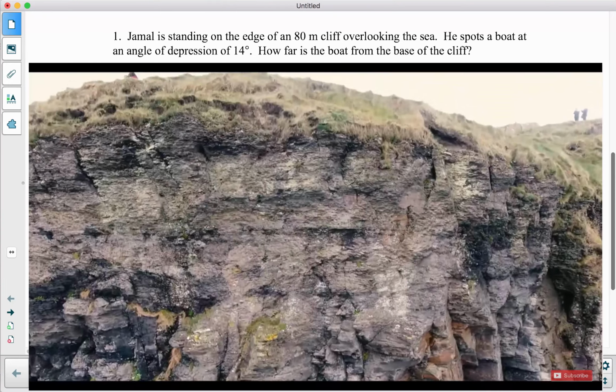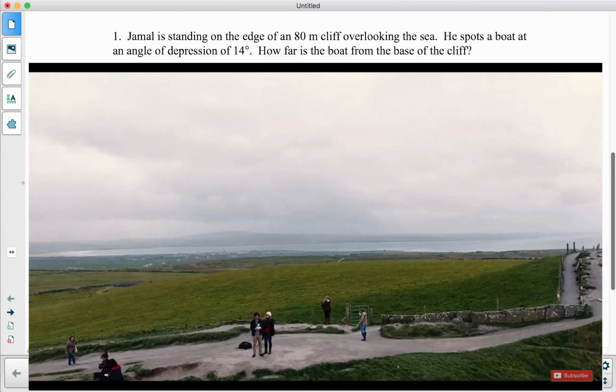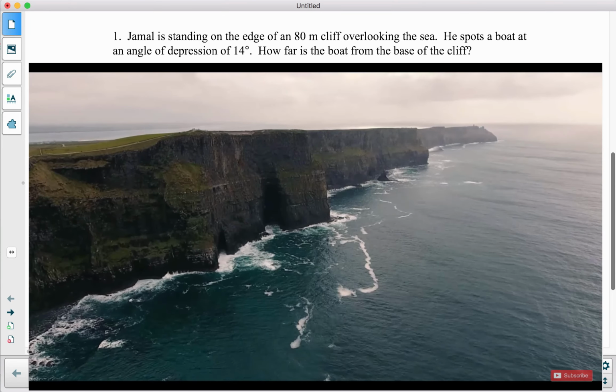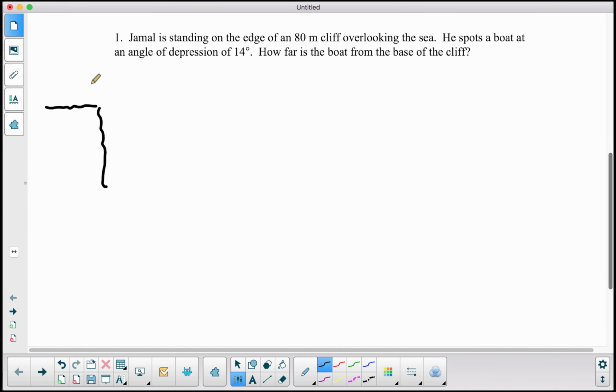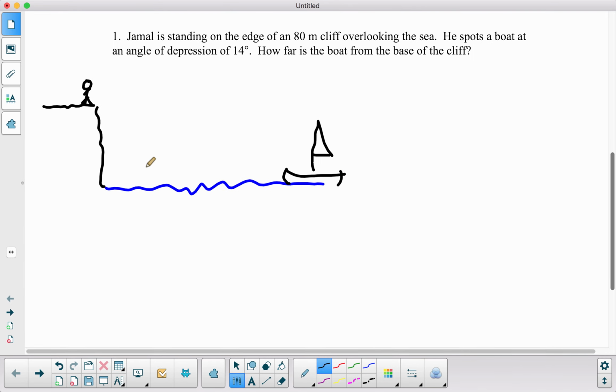First and most important thing is to try to draw the picture of what's happening. So I'm going to draw very quickly the cliff with Jamal on it and the boat out in the sea. Here we go. Here's my picture of Jamal on the cliff, and he is looking down at the boat. And we know that the cliff is 80 meters high. So we can put in some of these measurements here. So we have 80 meters high. And we know that he's looking down at an angle of depression of 14 degrees.